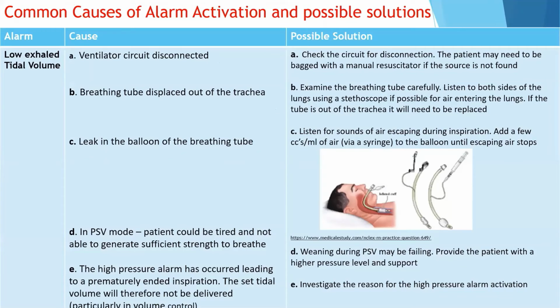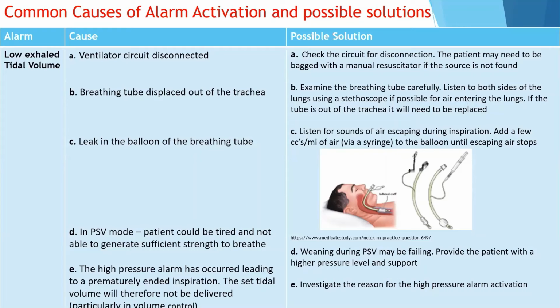A low exhaled tidal volume. When this alarm rings, it is possible again that the ventilator circuit is disconnected. Check for circuit disconnection, and again, if the source is not found, the patient may need to be bagged with a manual resuscitator. Again, the breathing tube may be displaced out of the trachea. Examine the breathing tube carefully. Listen to both sides of the lungs using a stethoscope if possible for air entering both lungs. If the tube is out of the trachea, it will need to be replaced.